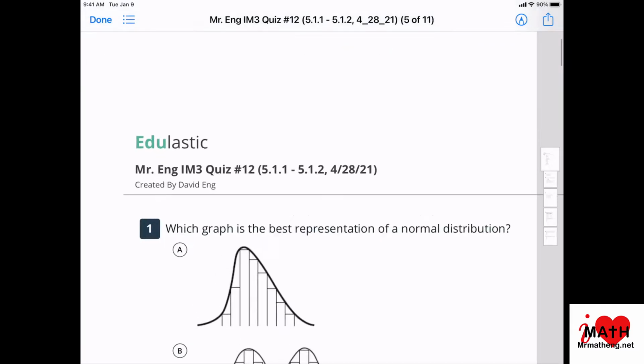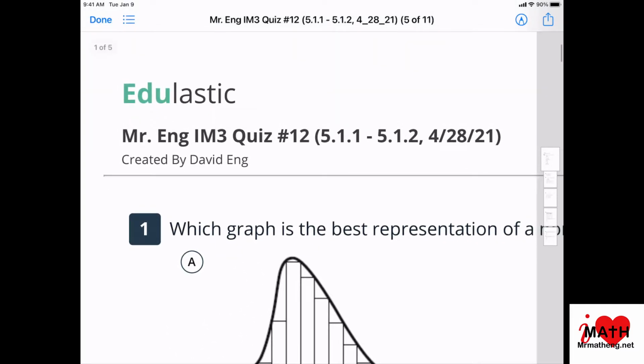Good morning. Let's go over the Integrated Math 3 Quiz 12, 511 to 512, April 28th, 2021.